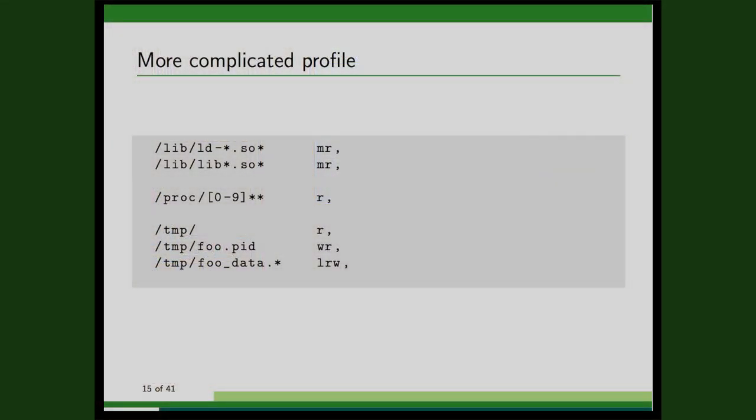With the next line, we allow the listing of the temp directory. So if you grant the read permission on a directory, then you grant this process the right to list files in this directory. With the next line, we allow it to write and to read a PID file, which you probably shouldn't put under temp.